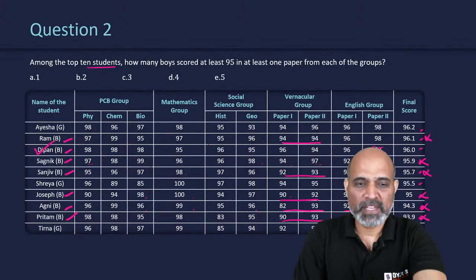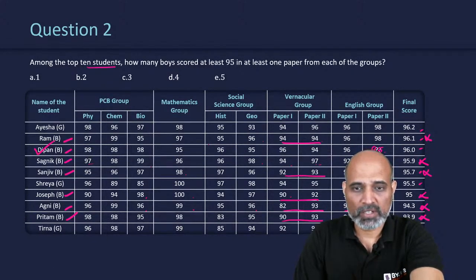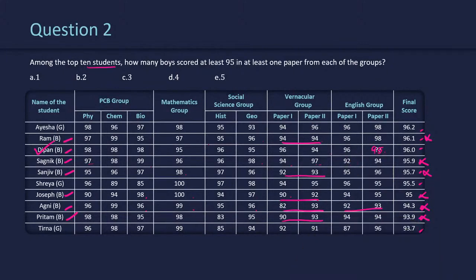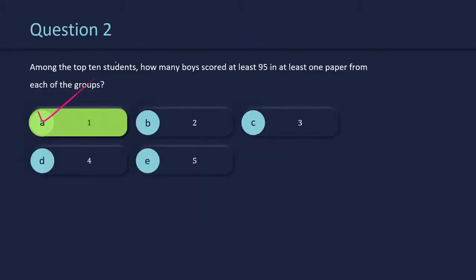So out of these many students, how many students actually scored at least 95 in at least one of these subjects? It's only Dipan, right? Only one person, so one should be the answer.